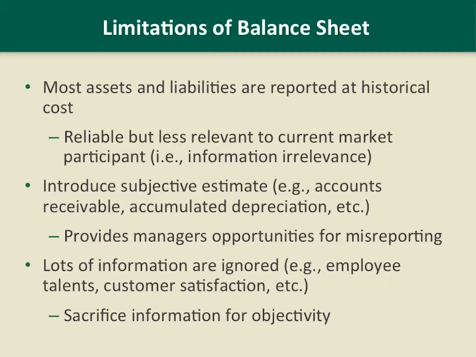Thirdly, lots of information is ignored. For example, employee talents, CEO talents, customer satisfaction. Those information are very important for the investors to predict the future cash flows. However, since we do not have an objective measure to measure those information, they're actually ignored. So we sacrifice those important information for objectivity.